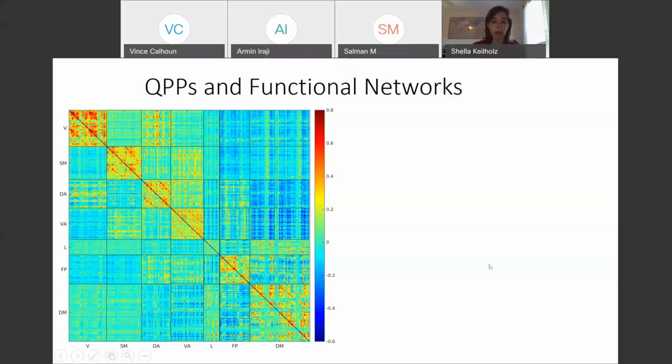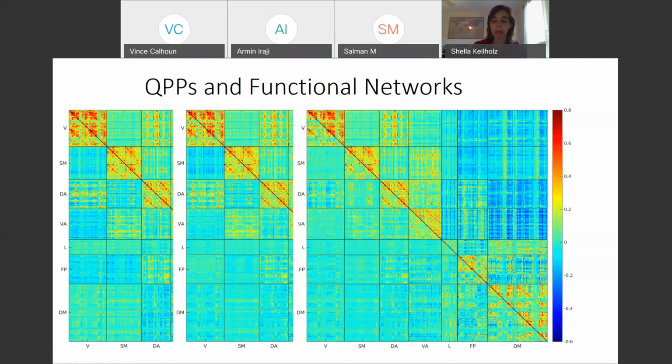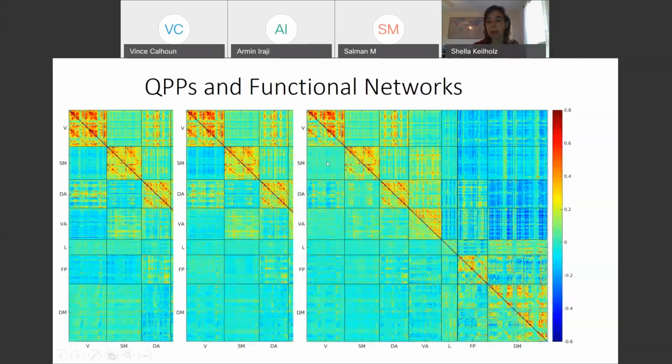So if we take out QPPs, this is taking out the first QPP. I'm showing the original correlation matrix on the top right, and the correlation that remains after we take these out on the bottom left. You can see we've already gotten rid of a lot of intra-network connectivity and a lot of the anti-correlation between networks just by taking out that main QPP. We can go ahead and take out 3 QPPs, and by the time we take out 3, we are down to very limited correlation.